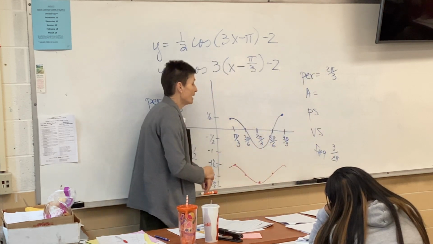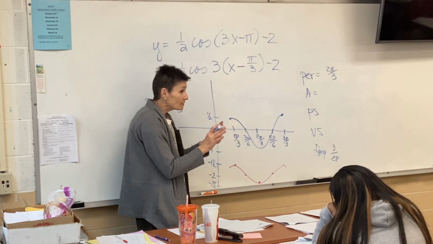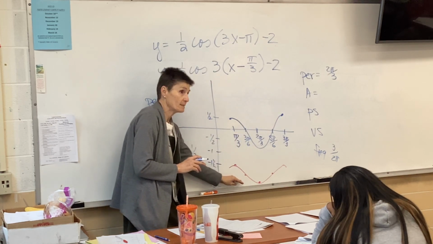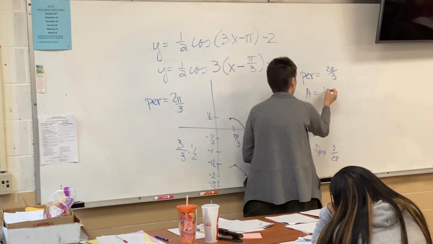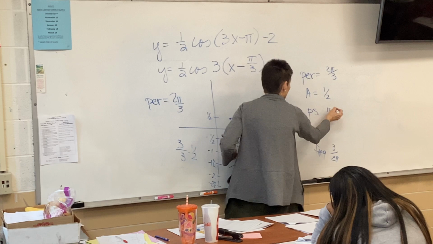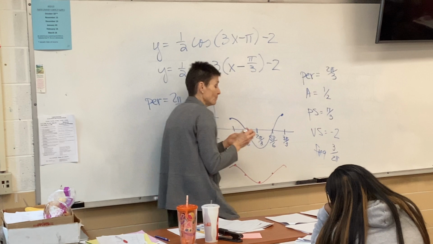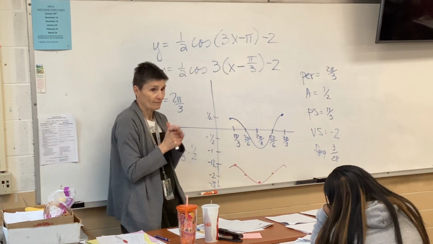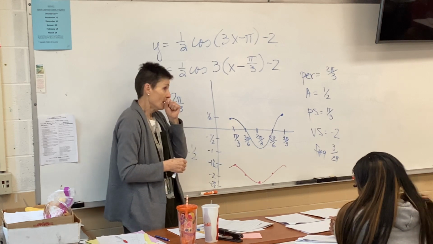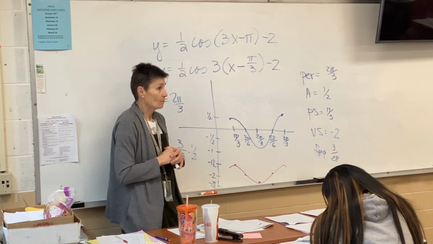Perfect. Amplitude, 1/2. The height of those waves is 1/2. That doesn't change because you moved it. The amplitude is still 1/2. Our phase shift is pi over 3, and our vertical shift is -2. Remember, when they're negative, you either have to say negative or you have to attach a word, like down or left. Okay?